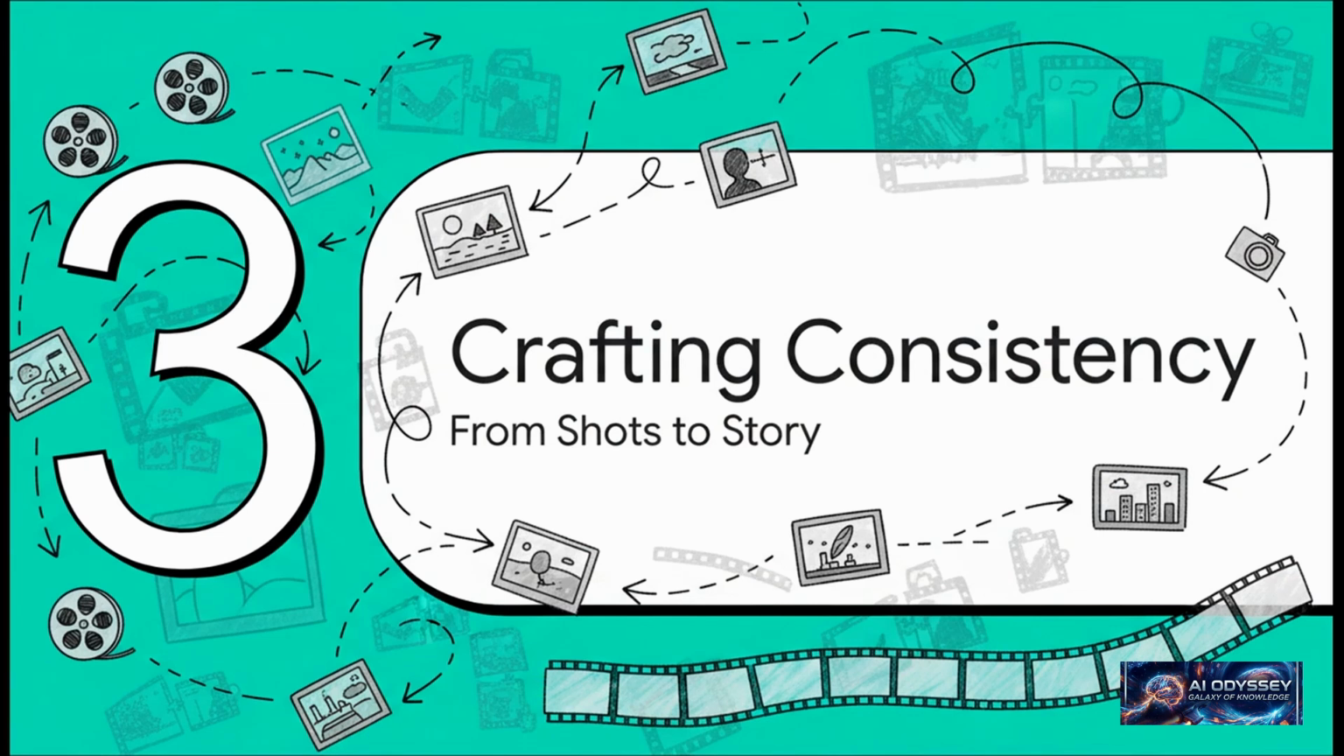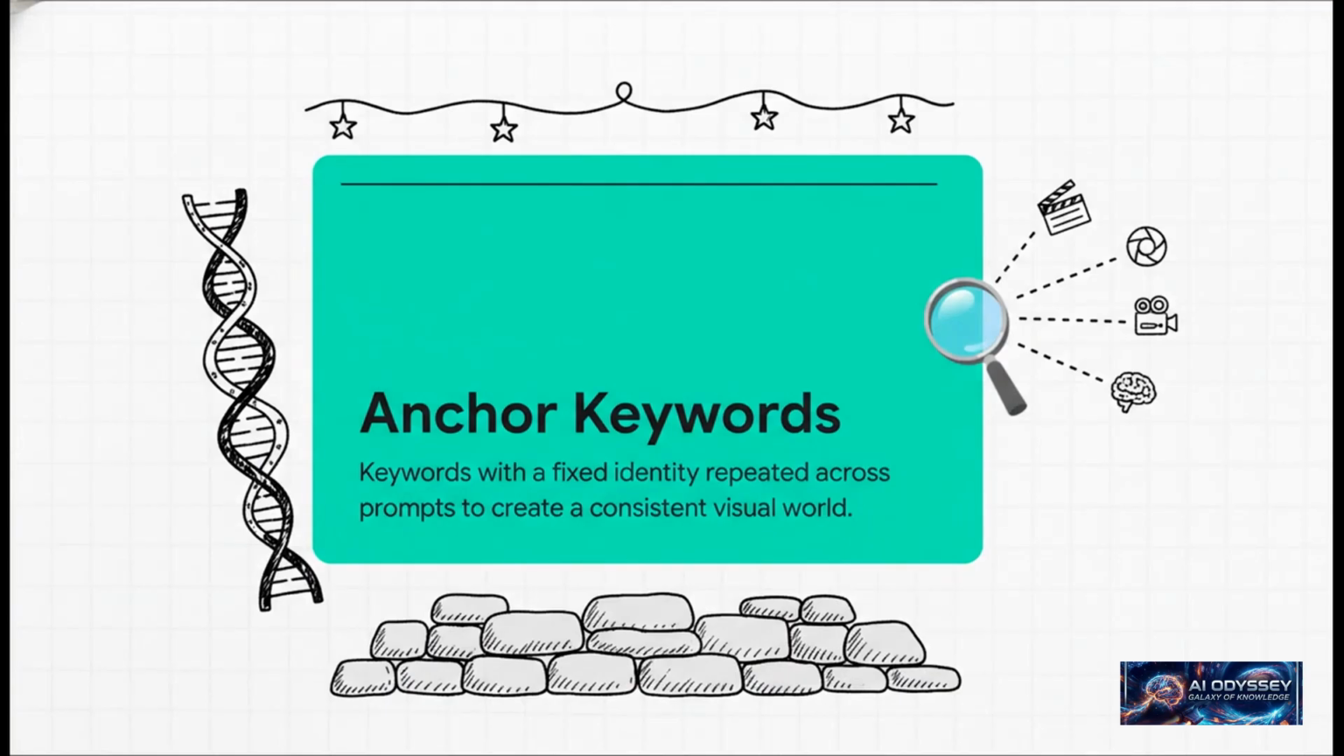Okay, so now we have control over a single shot. That's huge. But how do we build a whole world, a visually connected story? Skills 3 and 4 are all about graduating from making isolated clips to creating a consistent, cohesive world where every single shot feels like it belongs. And the secret weapon for world building? It's a technique called anchor keywords.